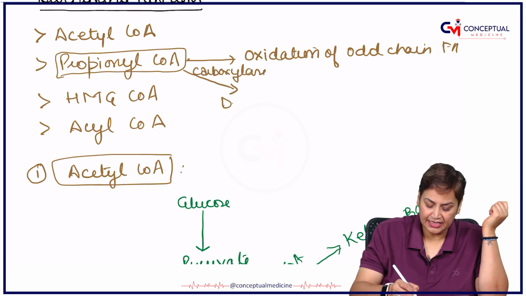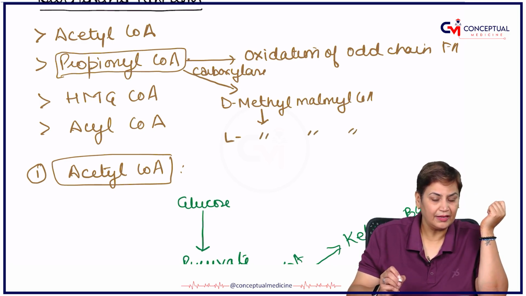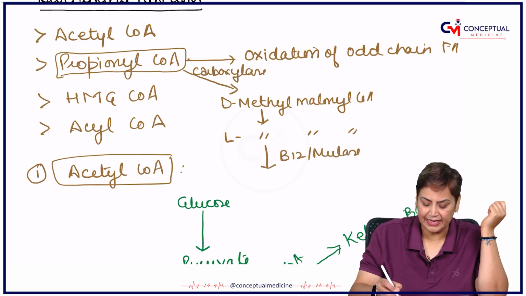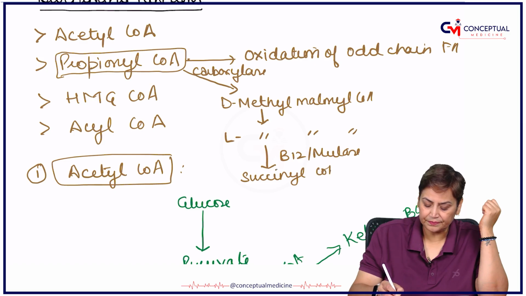It forms D-methylmalonyl-CoA, which forms L-methylmalonyl-CoA, and this in the presence of B12, with the enzyme mutase, will form succinyl coenzyme A.